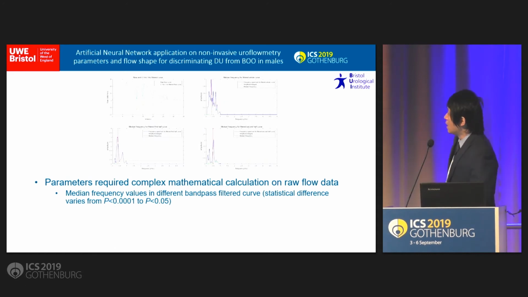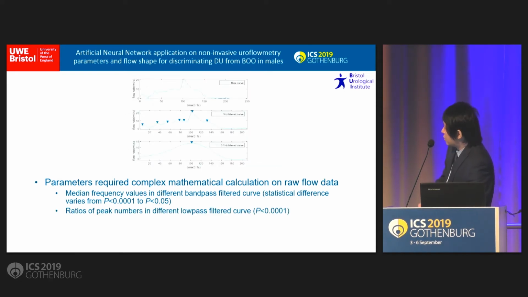The third group may need more complex mathematical calculation. The first one is median power frequency analysis. We use a bandpass filter and get the filtered curve. We use a fast Fourier transform to generate the frequency spectrum and the power spectrum. Then we can calculate the median frequency point. We also try to split the whole flow curve into 2 parts by the maximum flow rate point, and calculate the median frequency in each part.